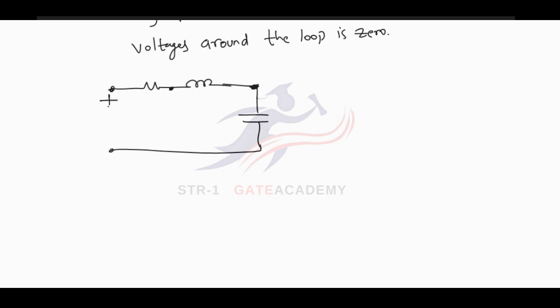Now if I consider a voltage V here, so this is my resistor, inductor and capacitor. I'll consider the drop across the resistor as VR. Since the source is present in the circuit, the current will enter from the positive terminal of the inductor, resistor and capacitor. So let me consider the drop across the inductor as VL and the drop across the capacitor as VC.